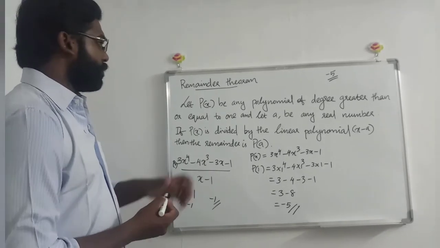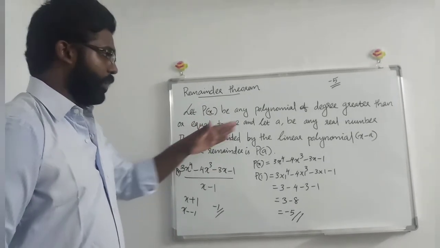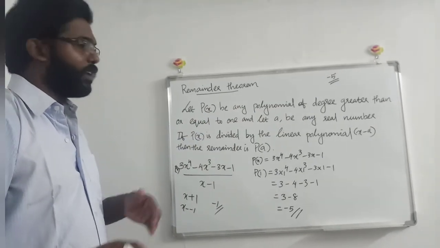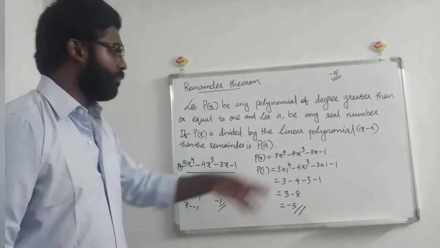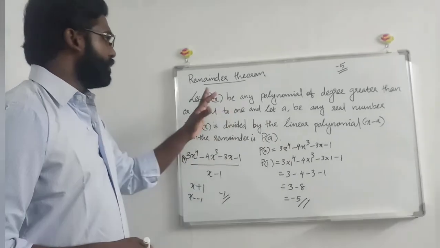So this is the statement. If p of x is divided by a linear polynomial x minus a, we can find the remainder by just putting the value of a in the polynomial. This is the remainder theorem.